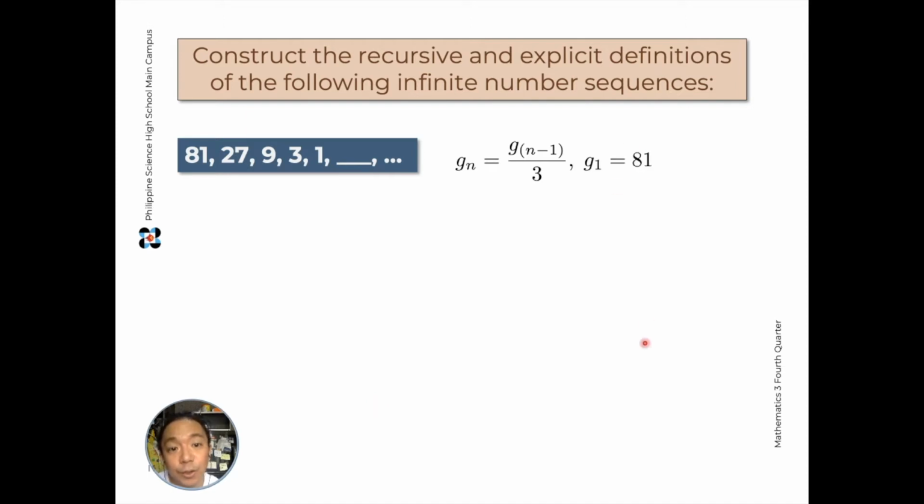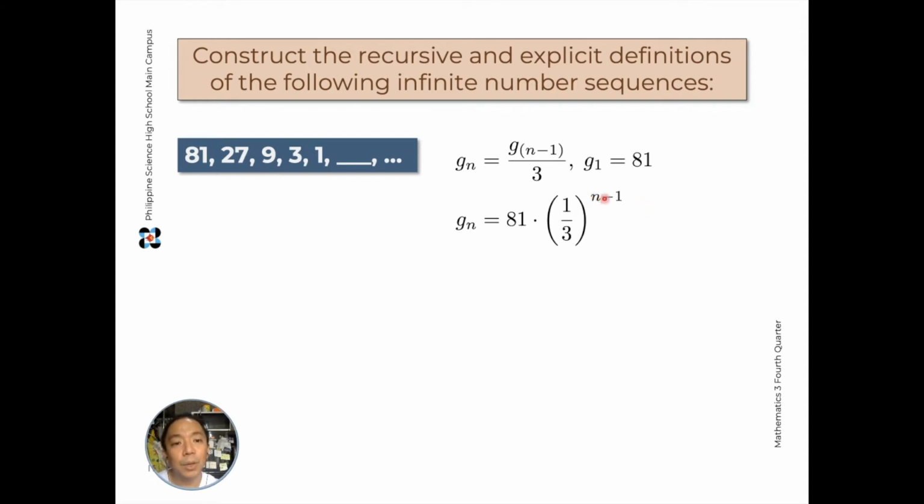Nakalimutan natin yung first term. So kailangan nating isulat palagi kung saan tayo nagsa-start if we are constructing a definition using recursion, or we're using a recursive definition. Our explicit definition would be the nth term is equal to 81 times 1/3 raised to n minus 1. So let's check.